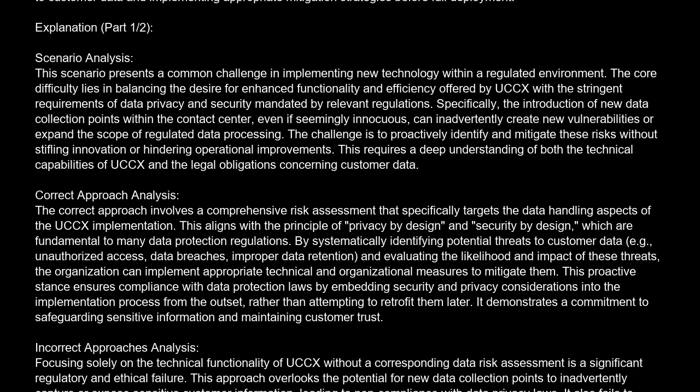The correct answer is C. Conduct a comprehensive data risk assessment specifically for the UCCX implementation, identifying potential threats to customer data and implementing appropriate mitigation strategies before full deployment.